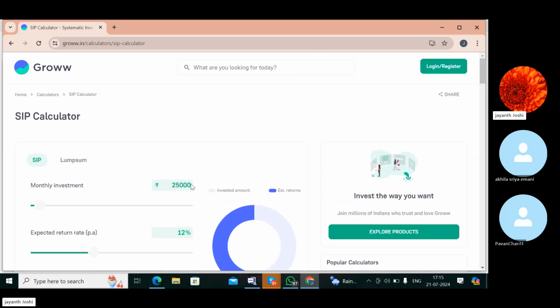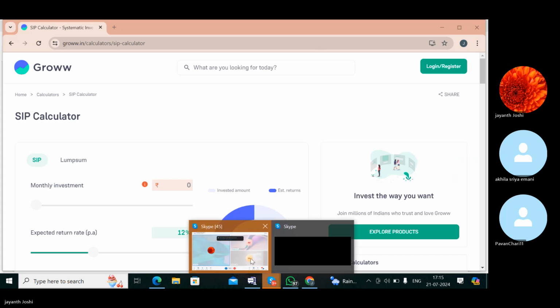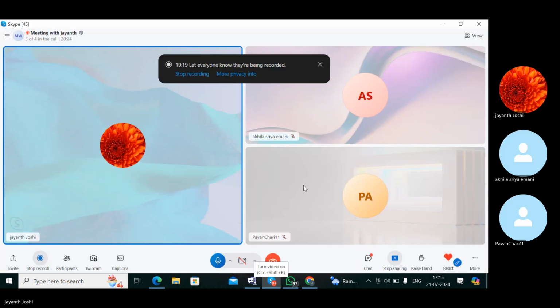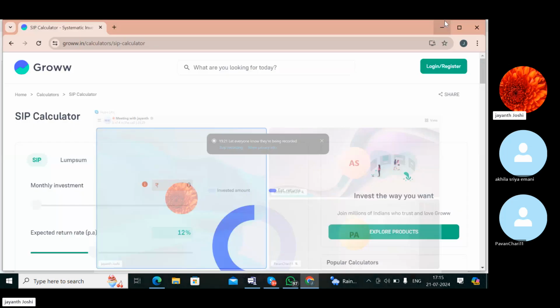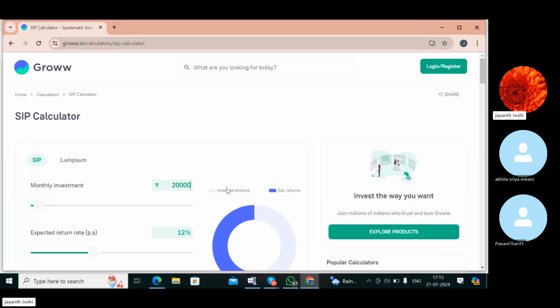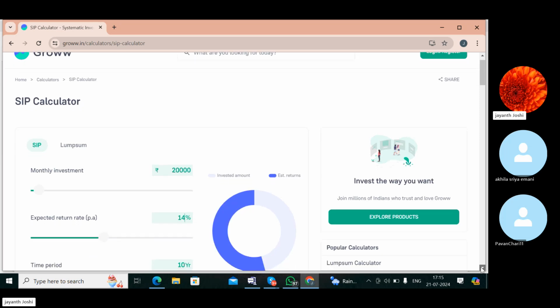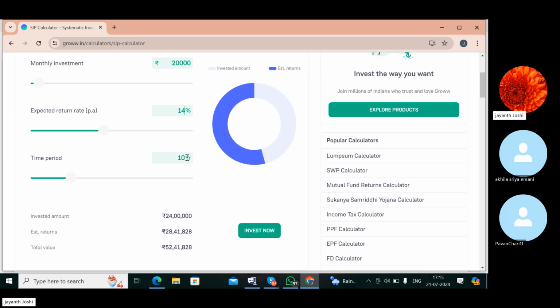See, I'm putting 20,000 per month in my SIP account. Okay, fine. 20,000 rupees I'm putting in my SIP account. My expected returns are 14%. And I've taken 10 years. Now you see. I've invested 24 lakhs. I've got a return of 28 lakhs. And 52 lakhs is the expected value.